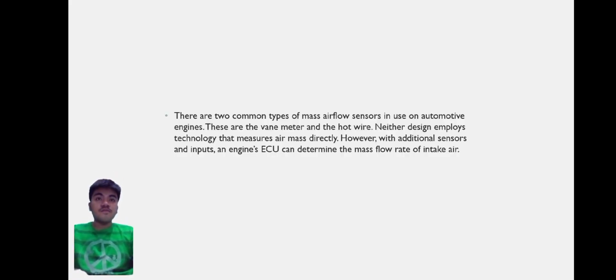There are two common types of mass airflow sensors in use on automotive engines. These are the vane meter and the hot wire. Neither design employs technology that measures air mass directly. However, with additional sensors and inputs, an engine's ECU can determine the mass flow rate of intake air. Both approaches are used almost exclusively on electronic fuel injection engines.